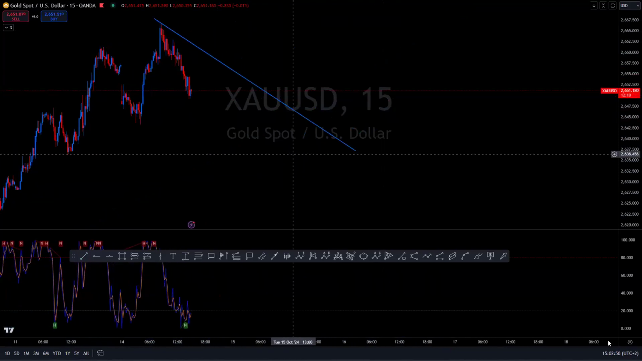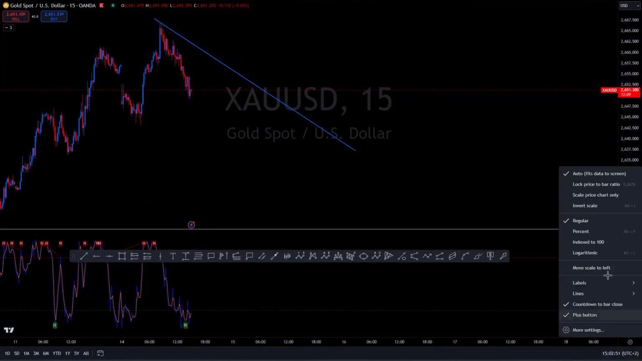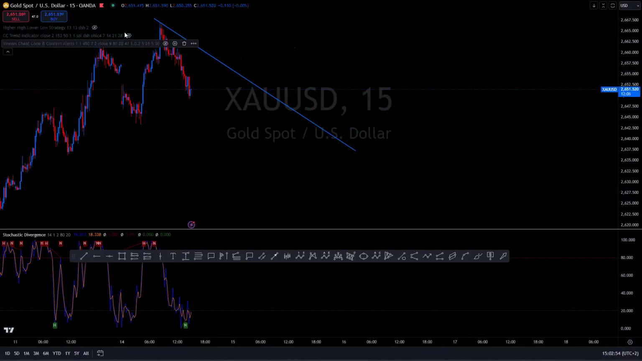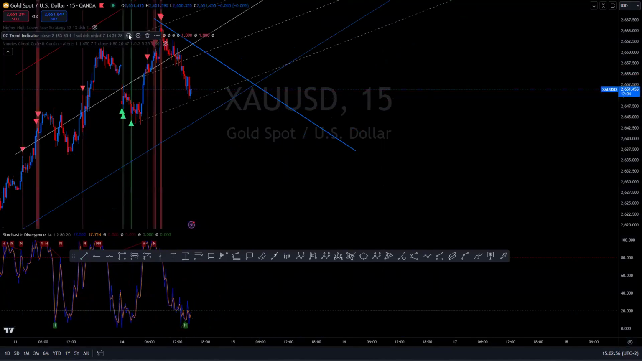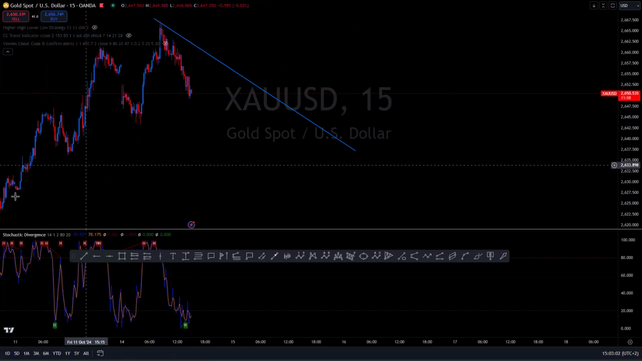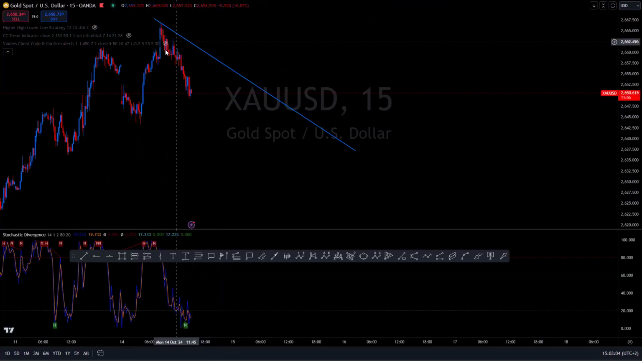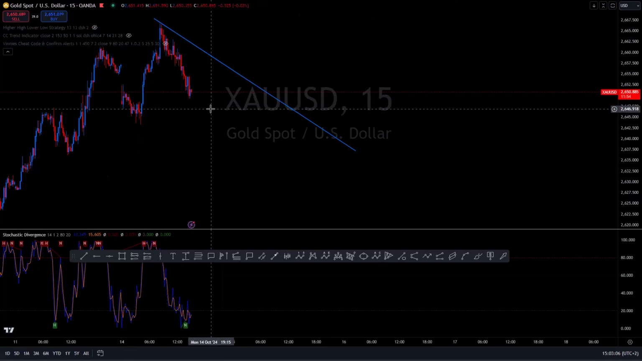Now we want to turn on a CC trend indicator to see if that confirms it, which is saying that price is still overall bullish because it's been pushing upward. But currently, price is pushing down, so I'm actually going to stick with that for now.